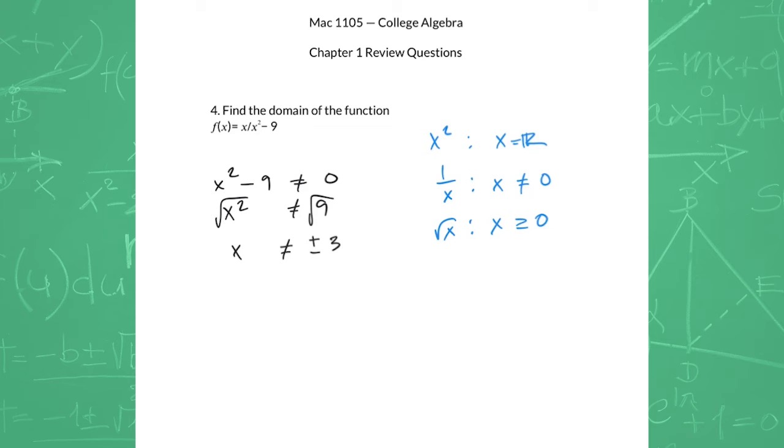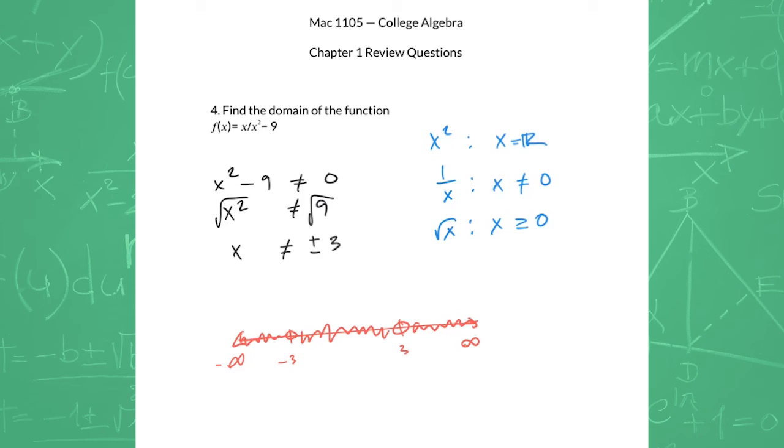Now, to express the domain in interval notation, it helps to graph this expression on a real number line that goes from negative infinity to infinity. So to do that, we'll plot those two values with open circles because they cannot be included in our domain, and we'll shade everything that can be included.